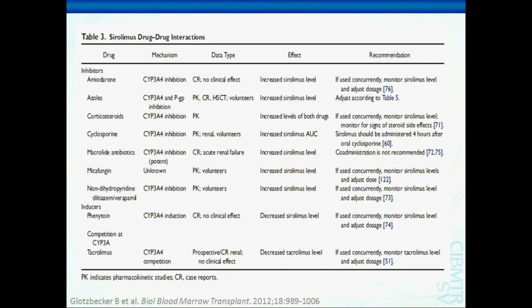Dr. Glatzbecker put in a nice chart going through the sirolimus drug interactions, again alluding to the drug, the mechanism, the data. A lot of it is case reports, PK studies, what the effects are, and the recommendations. With sirolimus, similar to calcineurin inhibitors, we have the beauty of following levels. So that's very helpful to know what kind of impact these drug interactions have.